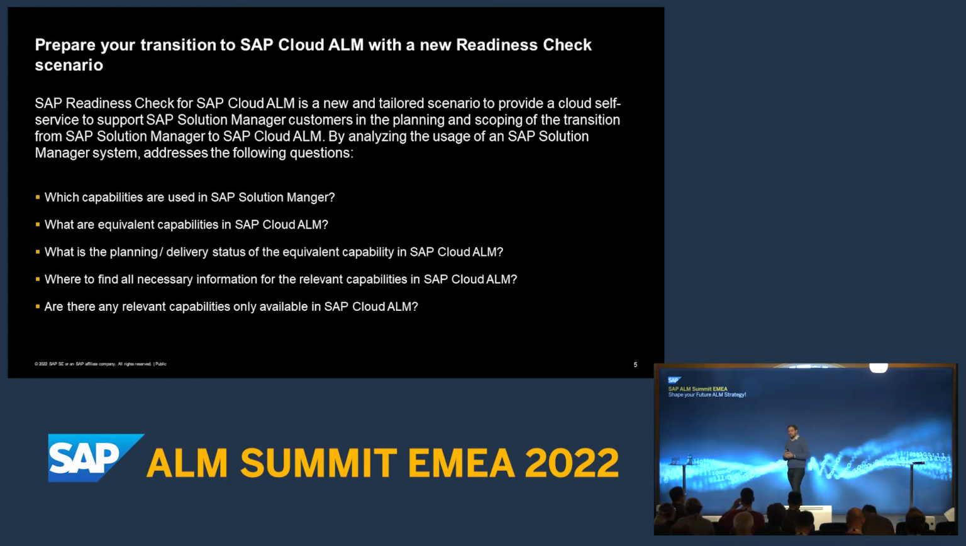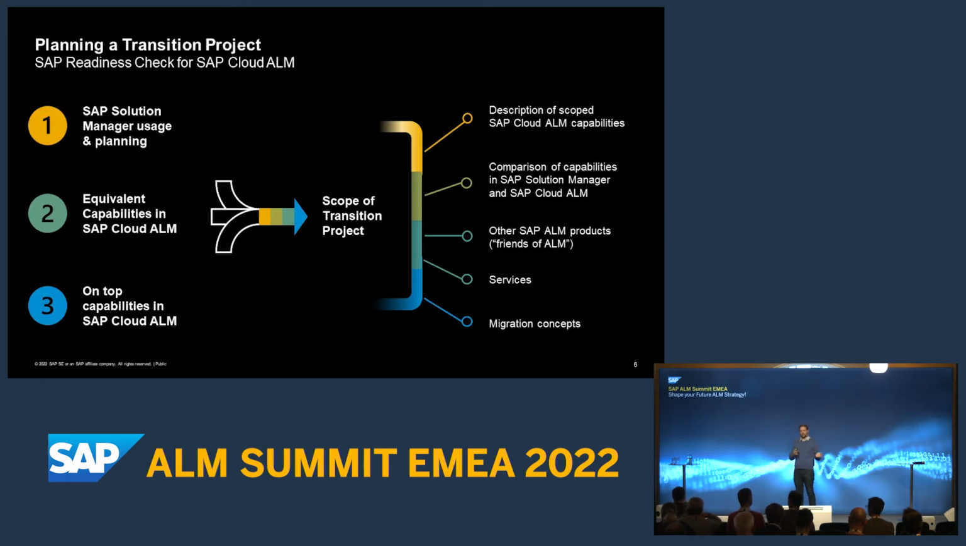I'm pretty sure that many of you are familiar with the readiness check. It's a tool that has been there for quite a while already. It provides insights to support, just to name a few, the transition to S/4HANA or BW/4HANA, for example. But we did our homework, and we will bring a completely new scenario into the tool that has been tailored and designed to support the transition to SAP Cloud ALM.